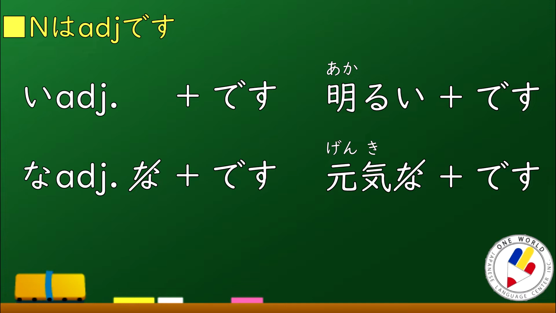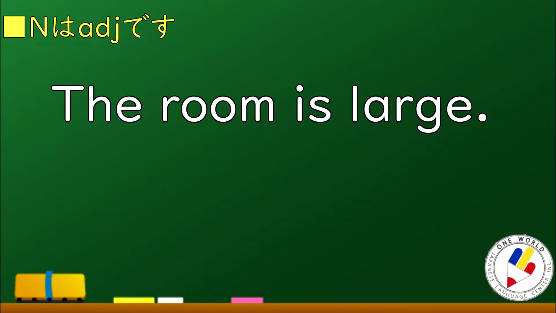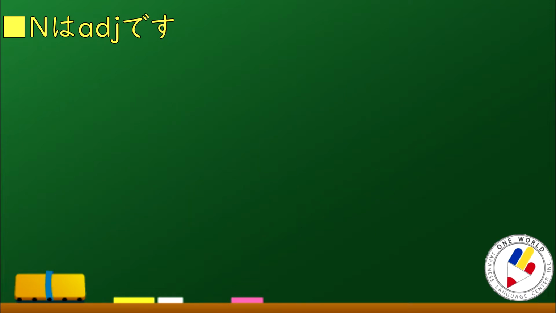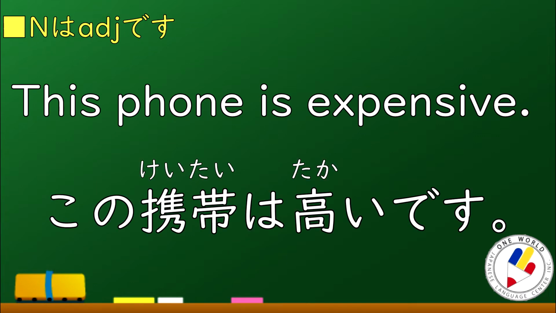Let's try some example sentences. The room is large. Heya wa hiroi desu. Next, this phone is expensive. In Japanese, kono keitai wa takai desu.